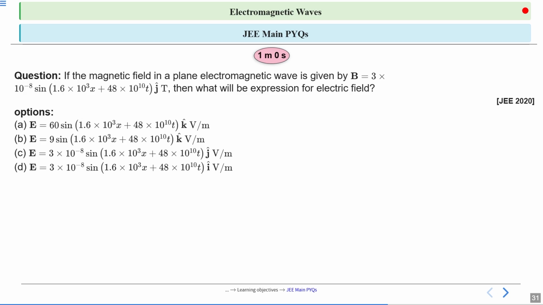Okay, so options are given. E equal to 60 sine (1.6 into 10 to the power 3 x plus 48 into 10 to the power 10 t) k cap volt per meter. E equal to 9 sine (1.6 into 10 to the power 3 x plus 48 into 10 to the power 10 t) k cap volt per meter. E equal to 3 into 10 to the power 8 sine (1.6 into 10 to the power 3 x plus 48 into 10 to the power 10 t) j cap volt per meter, or E is equal to 3 into 10 to the power 8 sine (1.6 into 10 to the power 3 x plus 48 into 10 to the power 10 t) i cap volt per meter. So I will give you some time to solve it.